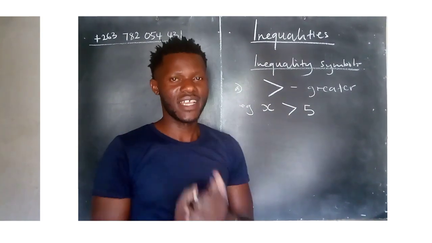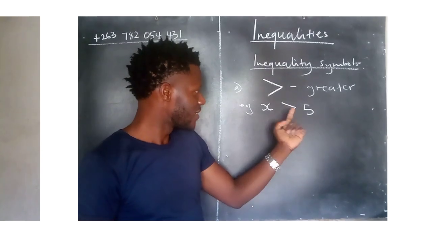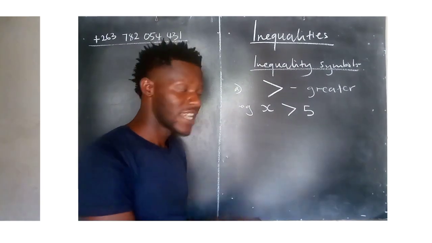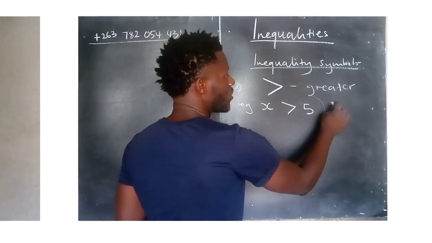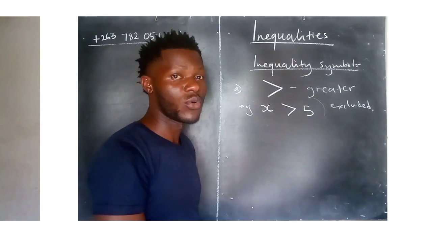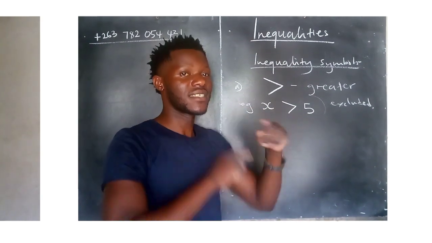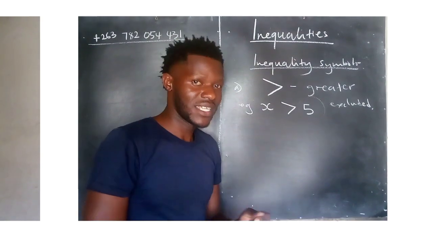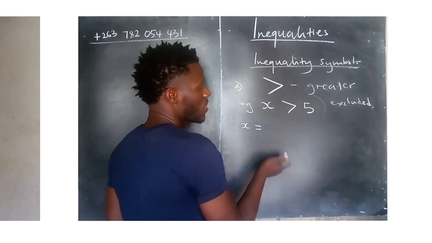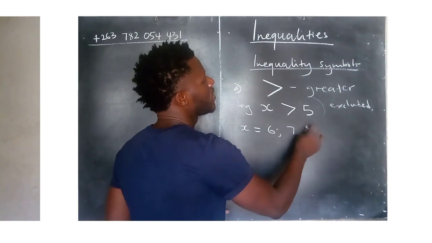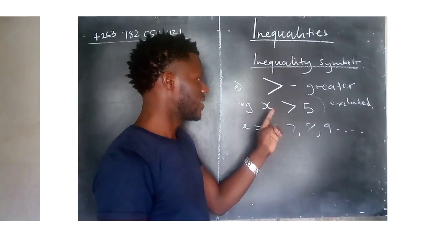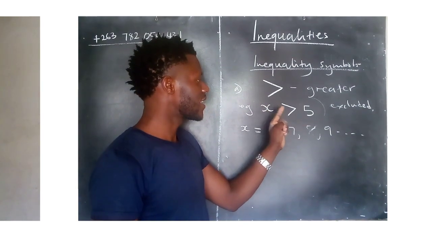So how many friends do we expect? Greater than, to say x is greater than 5, it shows that even 5 is not included. Even 5 is not included on the values of x, because x is a number which is greater than 5. We are expecting more than 5 friends. So it means x will be 6, 7, 8, 9 onwards. These are the integral values of x in this situation, because we're saying x is greater than 5.